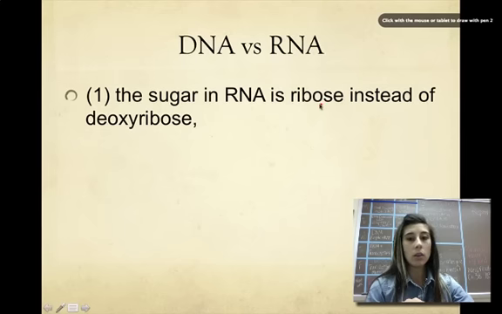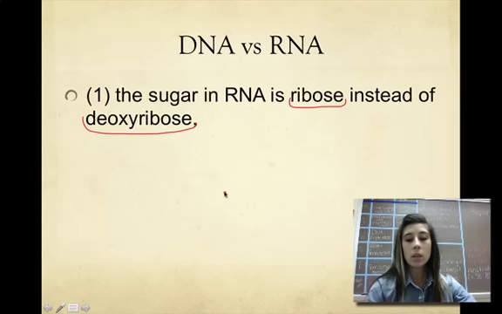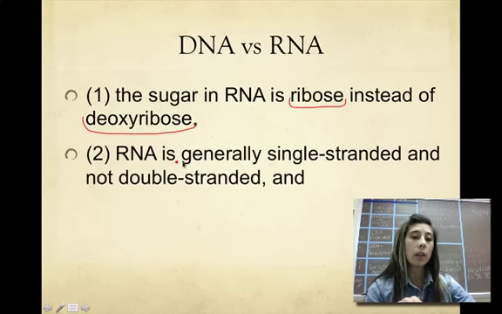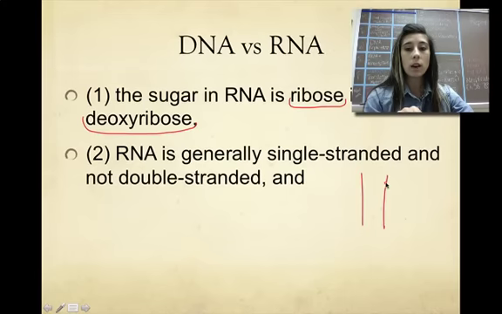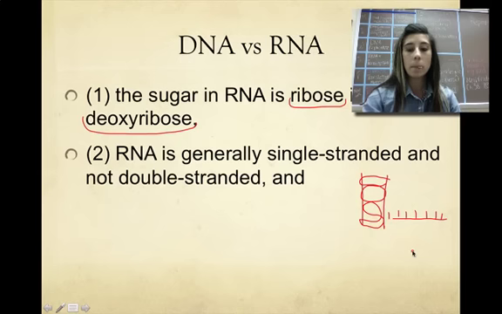We can see that in RNA, it's utilizing a ribose sugar rather than deoxyribose. Secondly, we have RNA as a single strand. It's not a double helix, just one strand. It's not going to be that helix that we've seen. It's just going to be a single strand with nitrogen bases that will stick out from it.